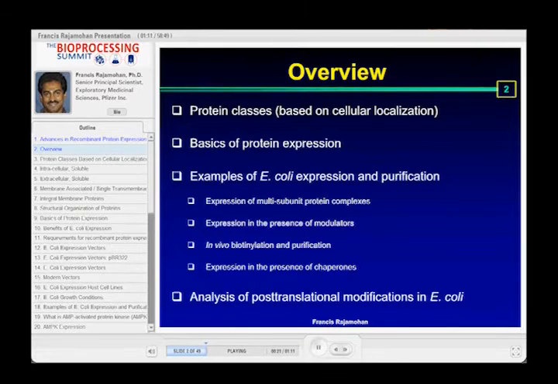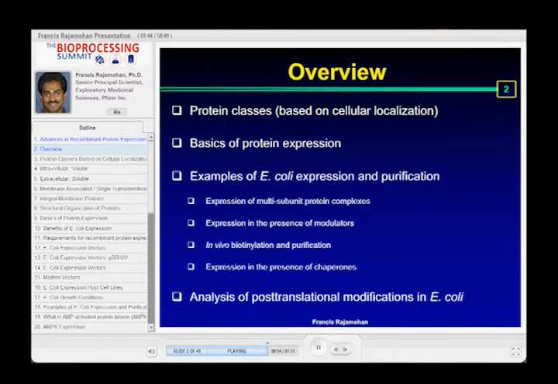So the examples I have here is, one example is how you can express multi-subdomain protein complexes. And the second one is the expression in the presence of modulators or ligands. Then the third one is in vivo bioaccumulation and purification. And a lot of times this is going to be very helpful. So we found that it's very helpful doing the in vivo bioaccumulation using E. coli. And also a little bit about the expression in the presence of chaperones.